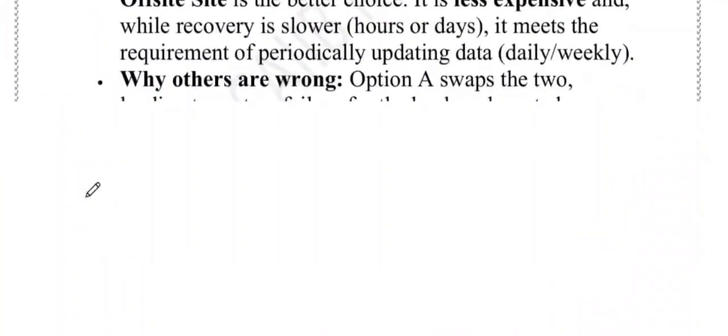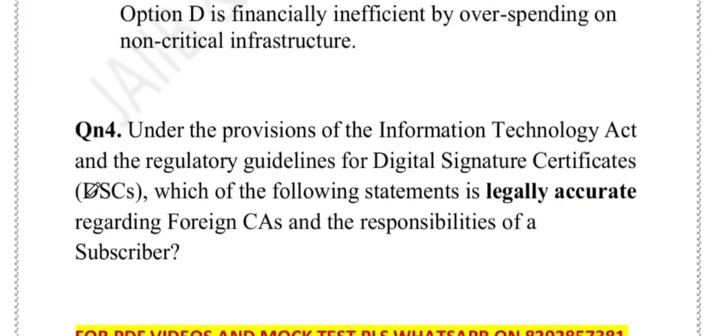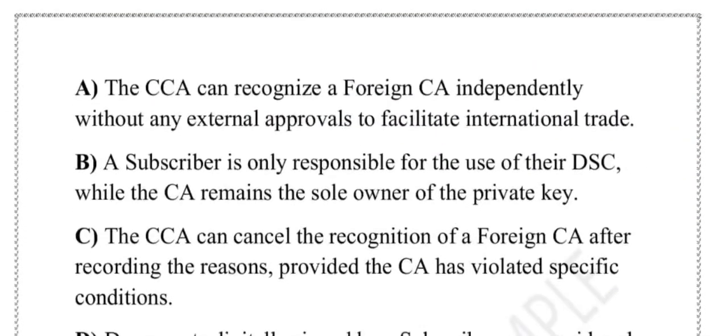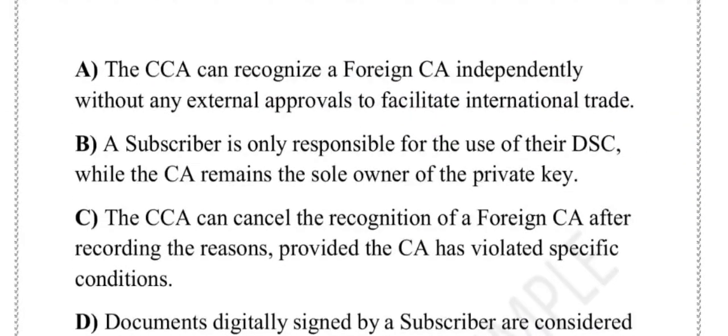Now have a look at question number 4. Very good question. Under the provision of the Information Technology Act and the regulatory guideline for digital signature certificate, which of the following statement is legally accurate regarding the foreign CA and responsibility of a subscriber? Option A, the CCA can recognize a foreign CA independently without any external approval to facilitate international trade. B says a subscriber is only responsible for the use of their DSC.